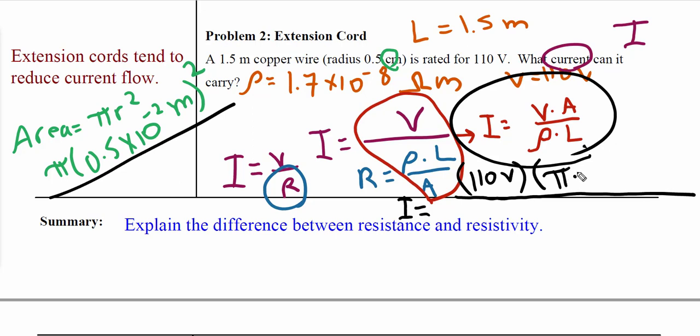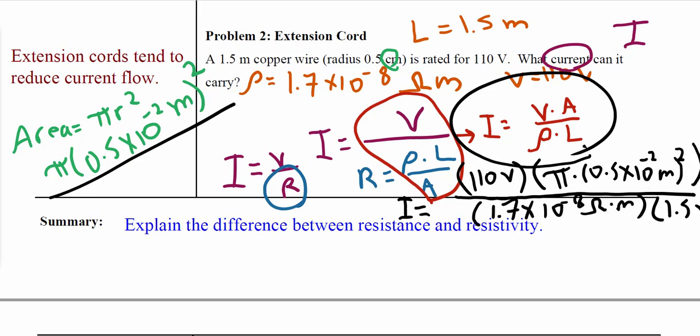We're not going to round until the end. Don't forget the square. And for those of you keeping track of your units, you'll notice that over here I have a meter squared, which cancels out with these 2 meters on here. We get volt over ohm, which is the appropriate unit for current, which will be an amp.